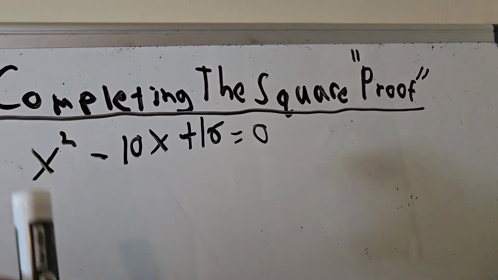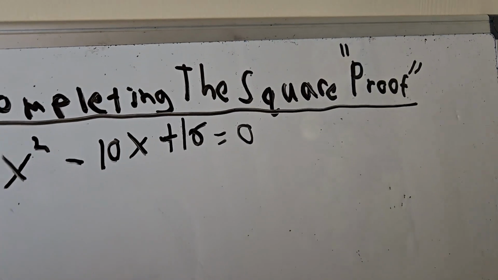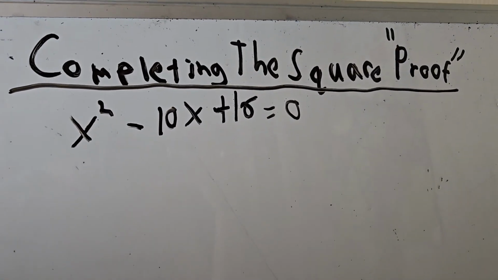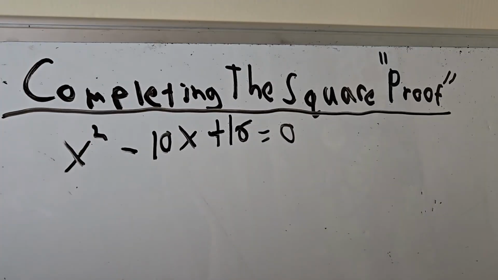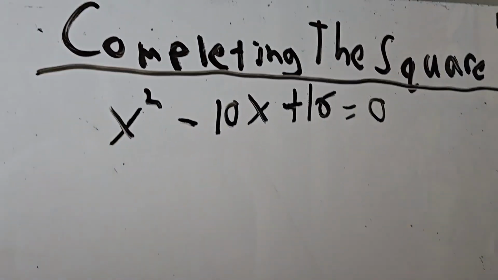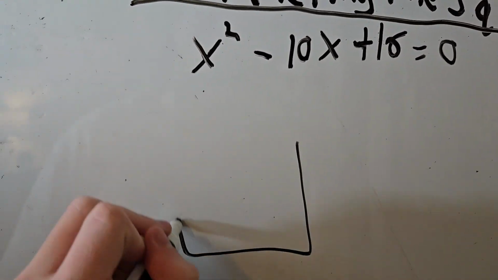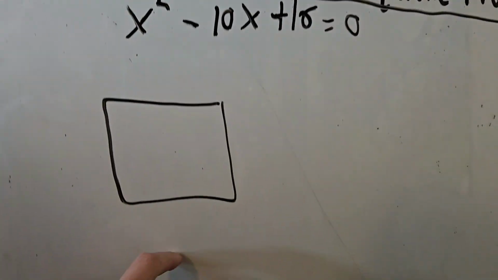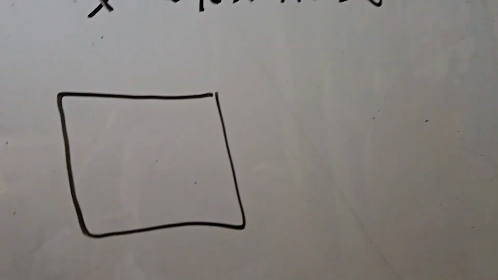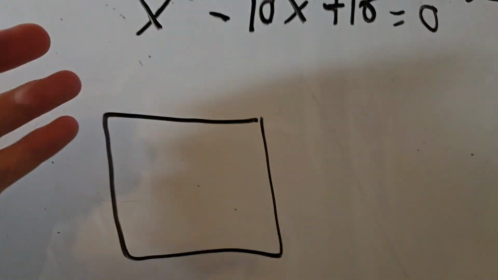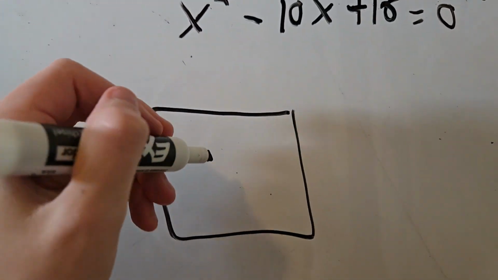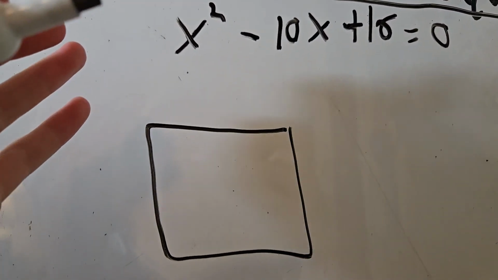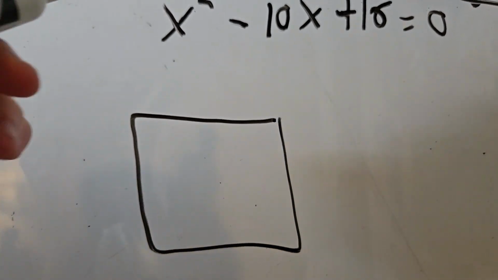And I used completing the square and not the quadratic formula, even though in class we were all told to do quadratic formula. We weren't allowed calculators, but now I'm going to show you the idea of completing the square. So, the idea of completing the square is you are literally completing a square. So we're going to have a couple of squares here.